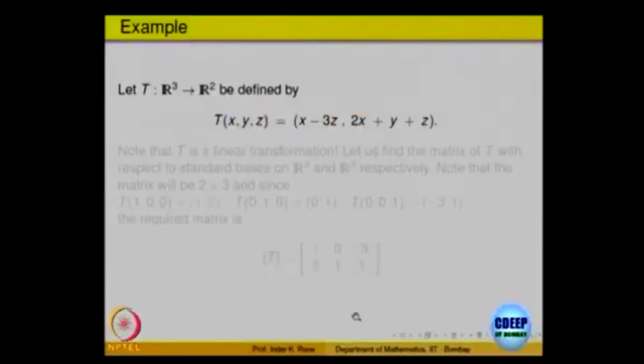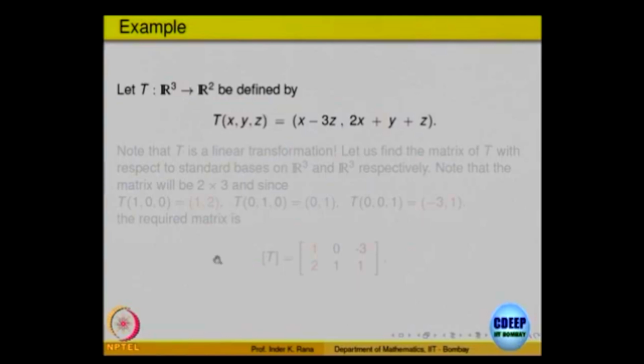So we looked at an example last time. Look at the linear transformation T from R3 to R2, given by T of x, y, z, an element in R3. The image is x minus 3z, 2x plus y and z. It's easy to check that this is a linear transformation. So let us fix a basis on R3 and a basis on R2 and try to find out what the matrix of this linear transformation is.